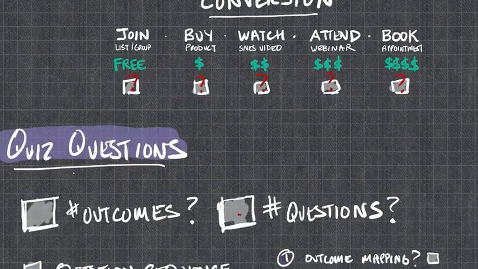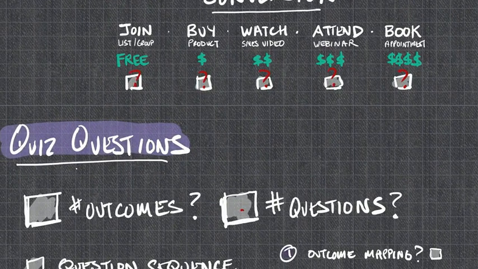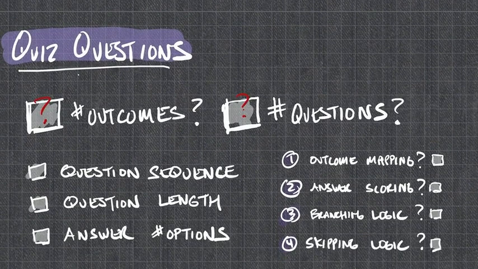From here, we've got to get clear on your quiz questions. First things first, what is the number of outcomes you're going to be putting people into? As you think about your quiz, how many buckets are you steering people into? And then from there, how many questions are you going to be asking? We talked about the optimal number of questions between 5 and 12, but what scenario is right for you? From there, we've got to answer questions like, what is the optimal question sequence? So what's the right sequencing of your questions?